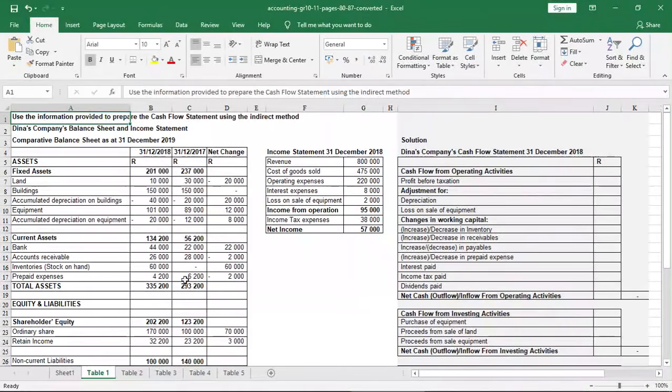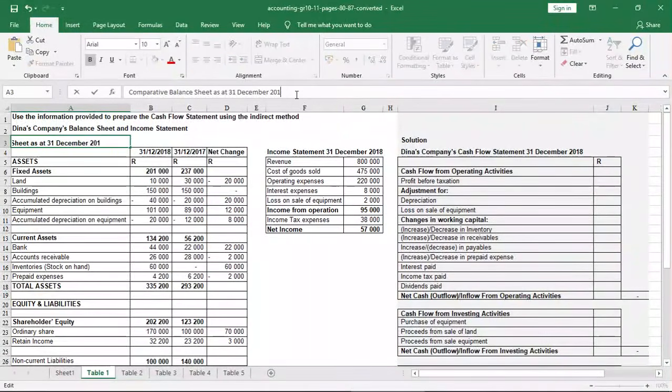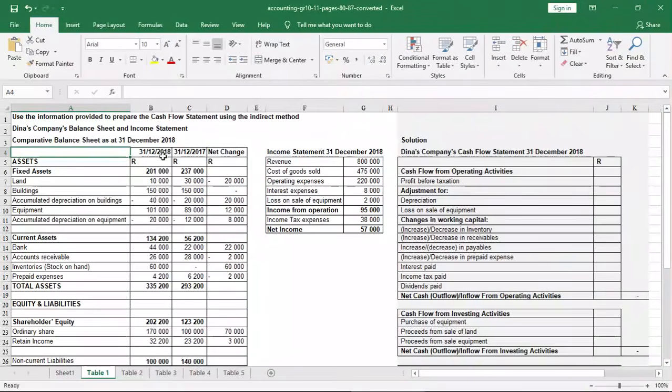We are given the company's balance sheet and income statement. And we are given the comparative balance sheet as at 31st December 2018. It should be 2018 here. Let me correct that. So we have 2018 and 2017. And here I've put the net change, which should help us do this quicker. And I've also put the solution format for the cash flow statement using the indirect method, which should help us move quicker and to make this video a bit shorter.